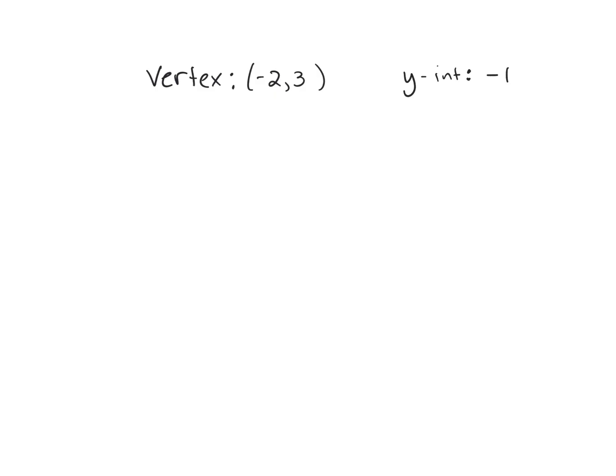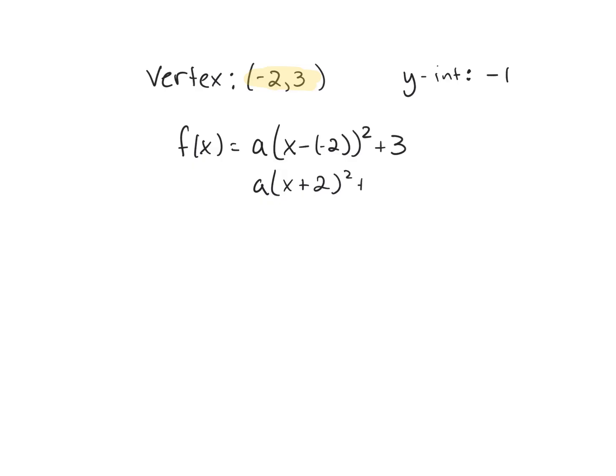Well, first things first, we know, using our vertex form here, that we can plug this information in. So let's start with that. f of x is equal to, I have absolutely no idea what my a value is, so I'm just going to write a for now. I have x minus -2. I'm going to flip that over to being positive in a second, plus 3. So if I want to simplify this just a little bit, I have this: a times x plus 2 squared, plus 3.